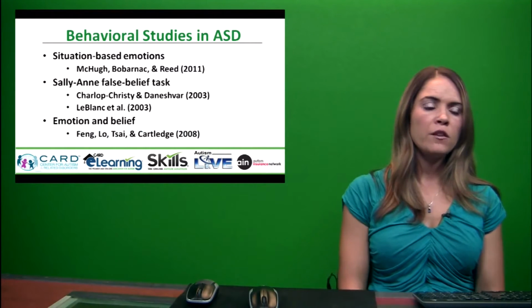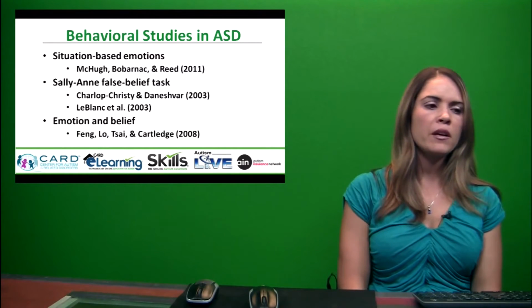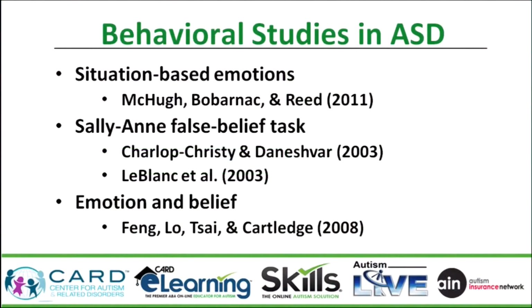I do want you to know that if you are a BCBA and you're very interested in this topic, I won't spend too much time on this, but there are several studies that have been published. These are the behavioral studies looking at these various perspective-taking concepts in autism. McHugh and colleagues in 2011 published a study on teaching children with autism to identify situation-based emotions. And there's been a couple of studies, one by Charlotte Christie, another by LeBlanc and colleagues, teaching children with autism to be able to pass that Sally-Anne false belief task.